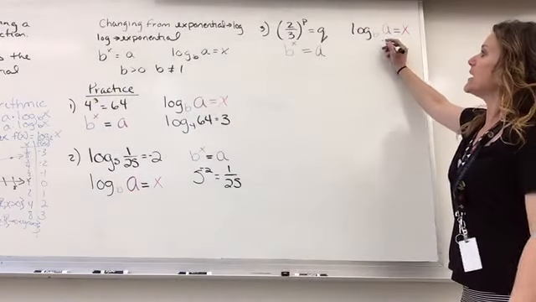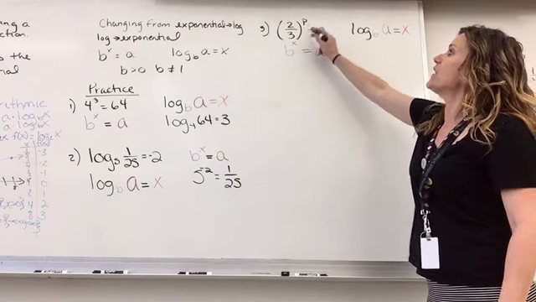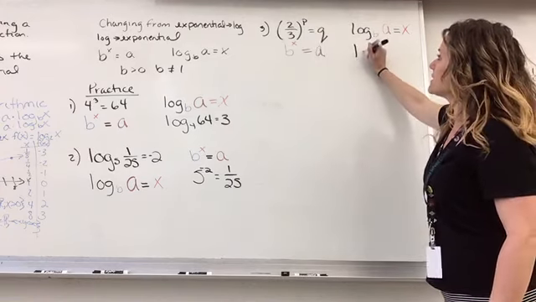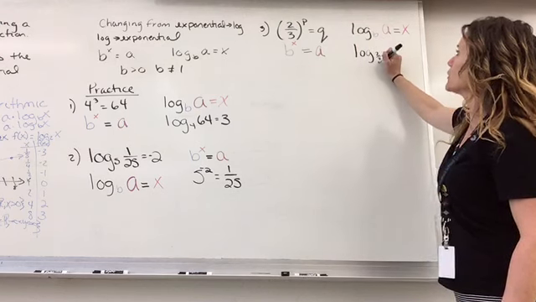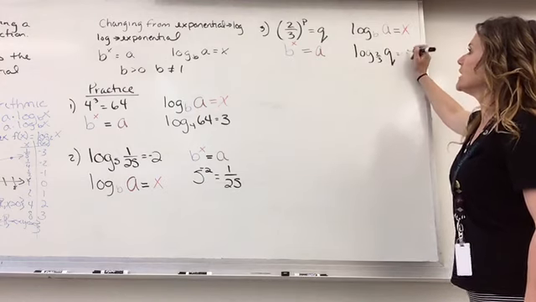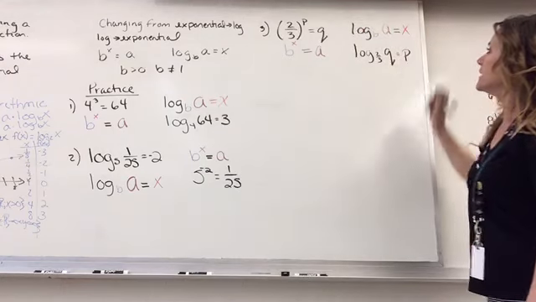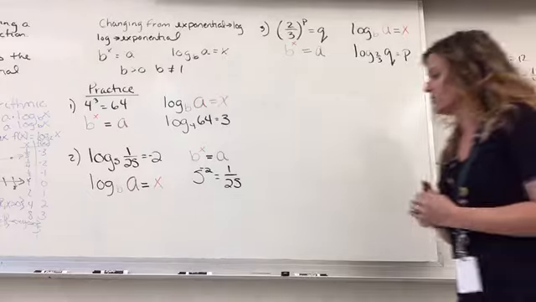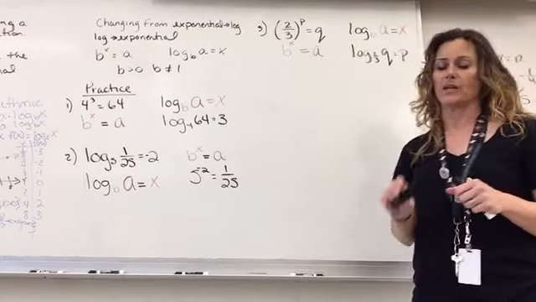So we have the log base b. b is 2/3. Our x value is p. Our a value is q. So we rewrite this as a logarithmic. It's the log base b, so log base 2/3 of a. a happens to be q, equals x. x is our p value. So we're going to practice this over and over and over because it's really important to doing everything else.